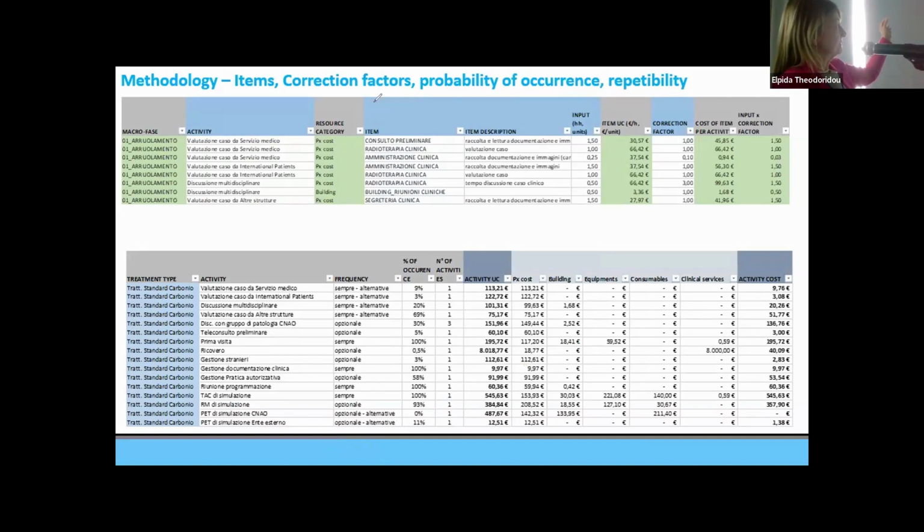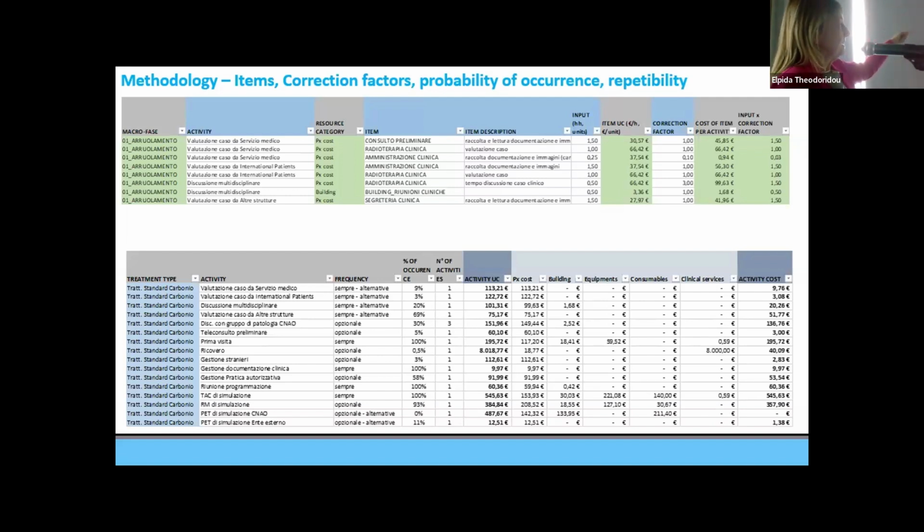For example, if we consider the evaluation of a patient coming from the service, the patient's contact point, we see three rows on the above table with three different cost items associated, for example, clinical administration, radiotherapist, specific task associated, an input in terms of time, a correction factor that represents the probability of occurrence of that task for that activity, and finally, multiplying all the factors, the unitary direct cost of the activity.